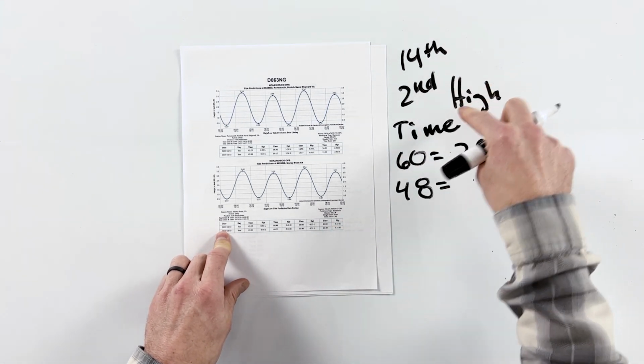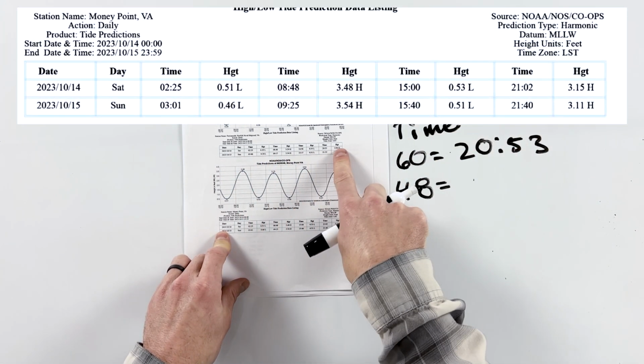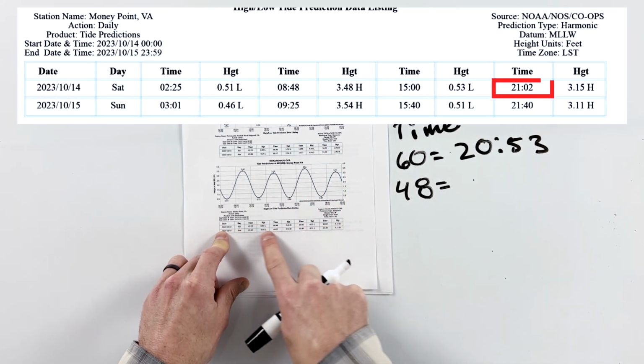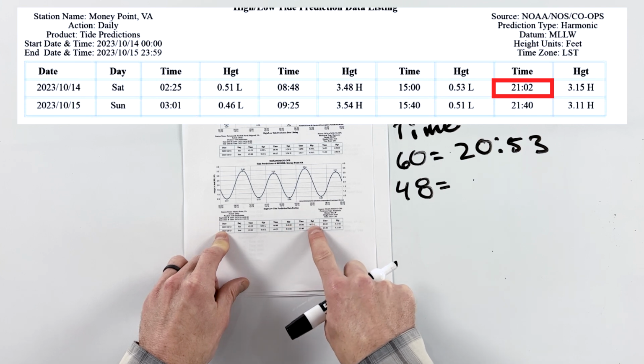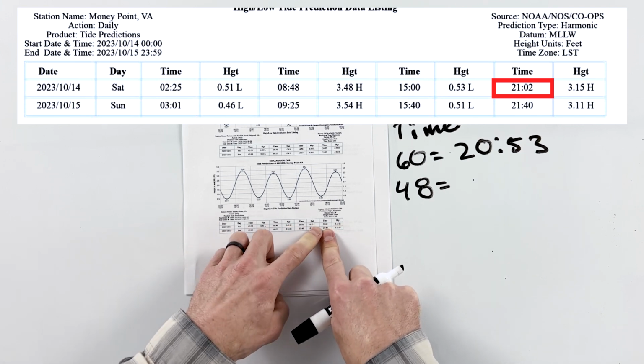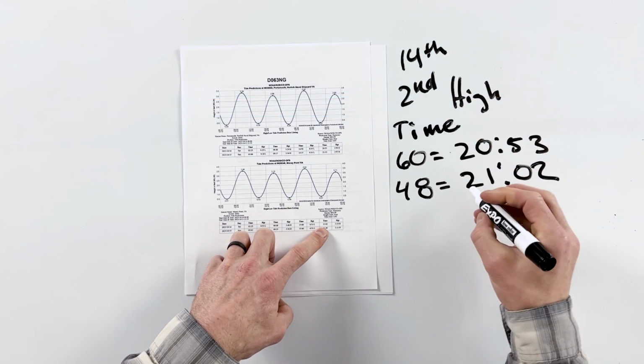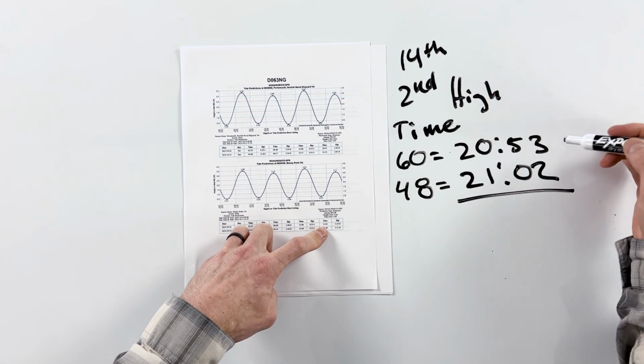14th second high. Let's just check. Yeah. Good. 14 second high. Low, high. Second low, second high. 21:02. Okay. Now we have a difference between them.